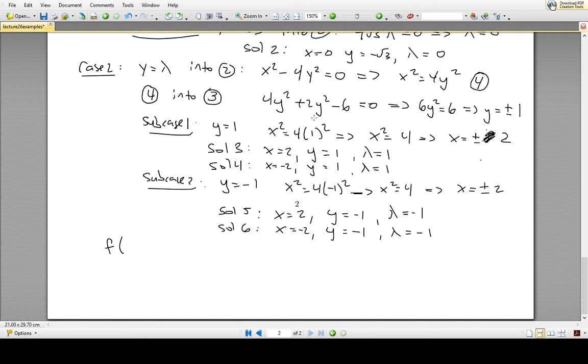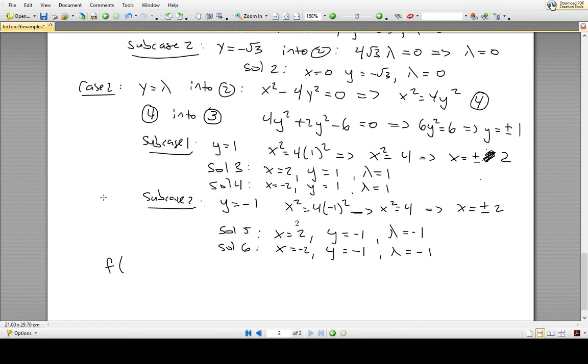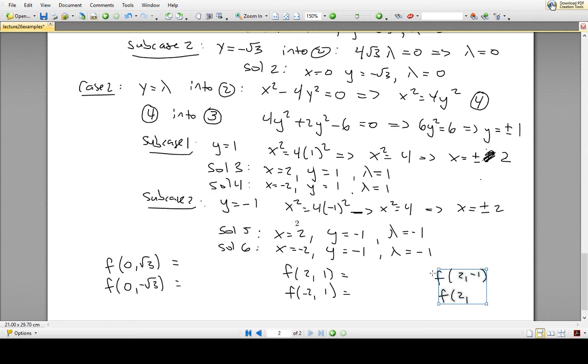So from solution 1 all the way back up here, I have that x is 0 and y is the square root of 3. From solution 2, I have x is 0, y is negative root 3. From solution 3, I had that x is equal to 2 and y is equal to 1. From solution 4, I had x is equal to negative 2, y is equal to 1. And from solution 5, these are the new ones that I just calculated, x is equal to 2, y is equal to negative 1, and x is equal to negative 2, and y is equal to negative 1. So let's figure out what the function value is at all of these places.